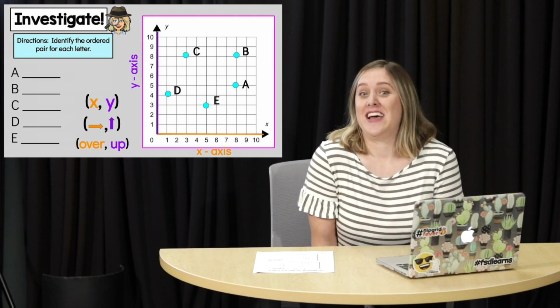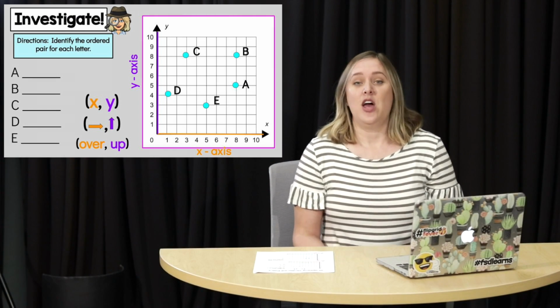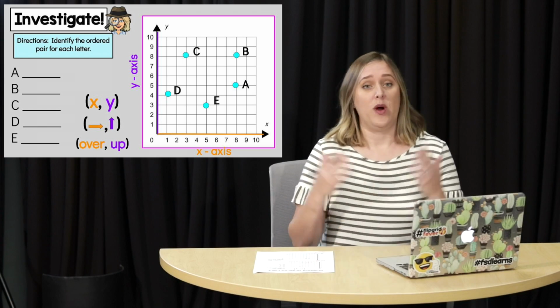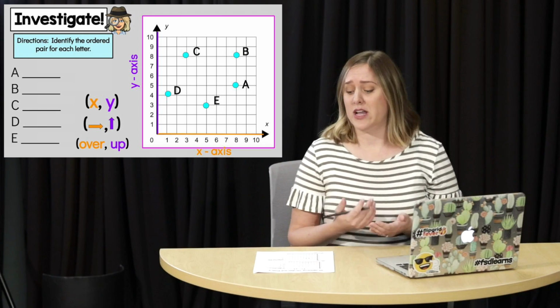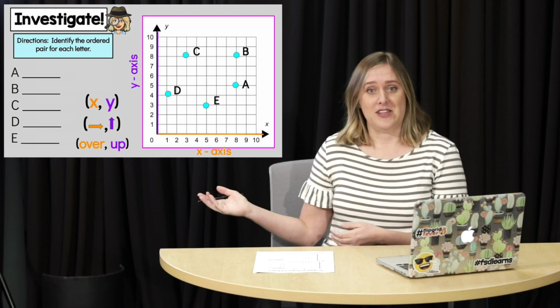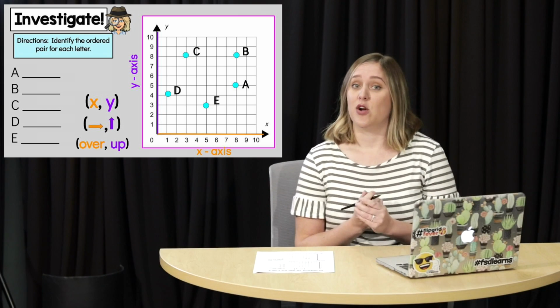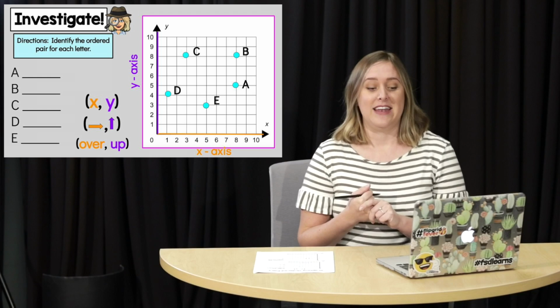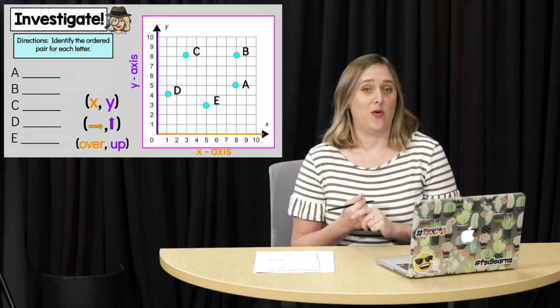Now we're going to investigate, and this is what we'll do here. We're going to practice identifying what the ordered pair would be if it's already graphed on the coordinate plane. So as you can see up on the screen, I have plenty of points that are already graphed on the coordinate plane, and now what we're going to do is identify that ordered pair.